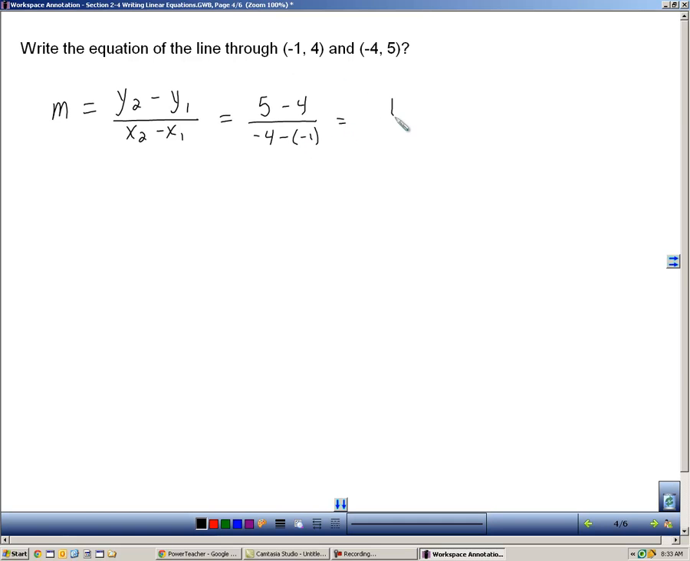5 minus 4 is 1. This is really a negative 4 plus 1, because minus a negative is the same as plus. So that's going to be a negative 3. So my slope, my m, is negative 1/3.